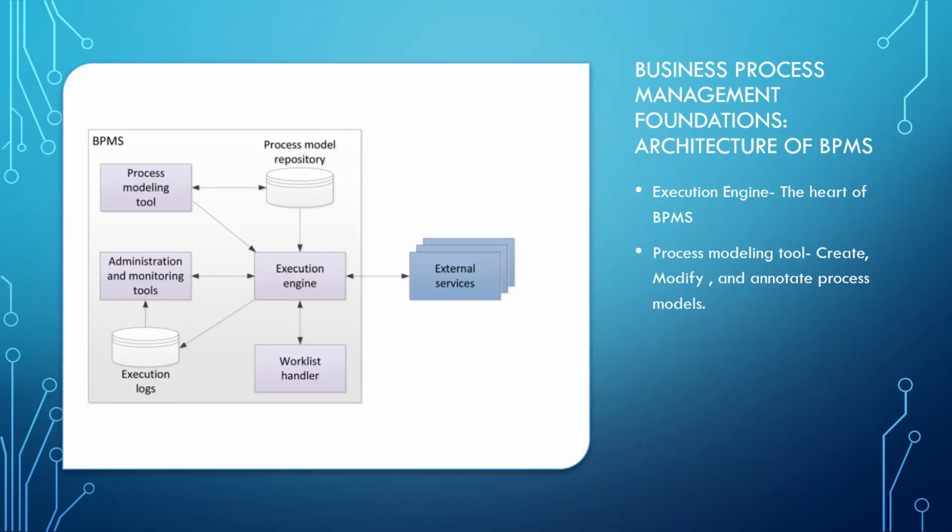So now we're getting into the architecture of a BPMS. The first two pieces of a BPMS are the execution engine, which is like the heart of the BPMS, and then the process modeling tool, whose job is to create, modify, and annotate business models.